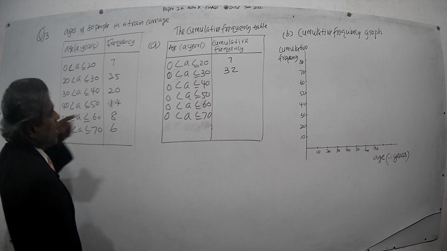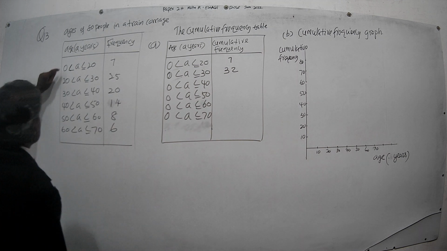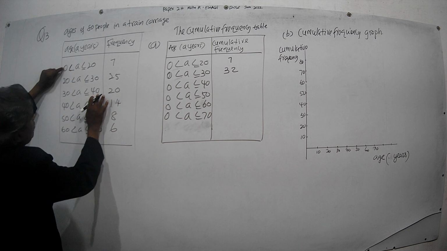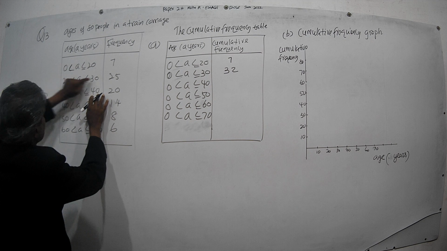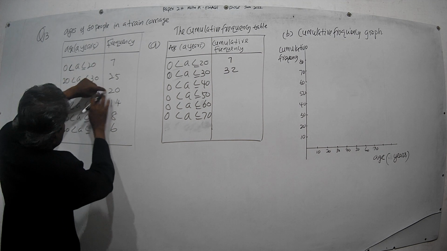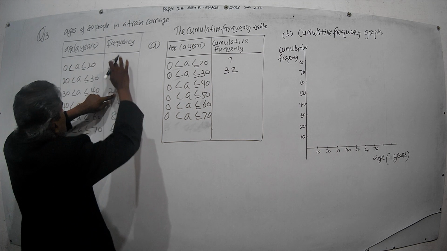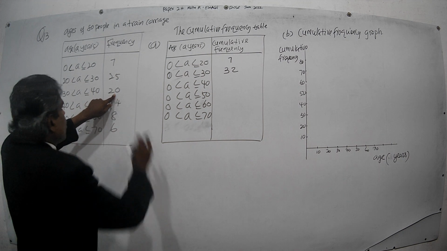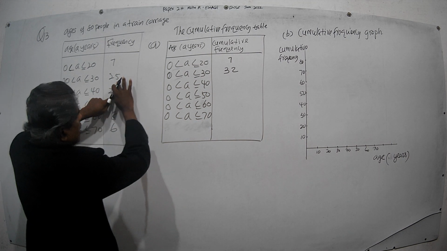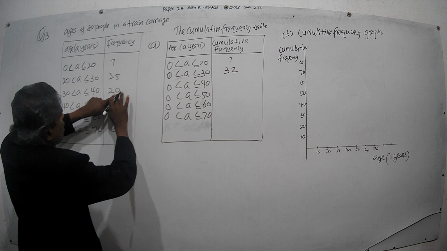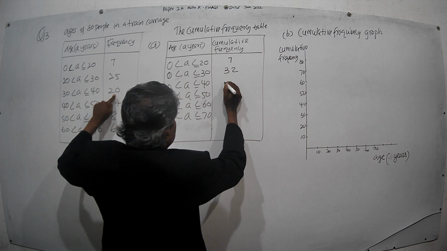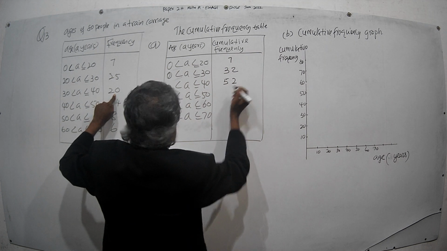Then they say 0 to 40. Then 0 to 40 means from here to here, like this. All these three frequencies. Then you have to add all these three frequencies. Now we have got the total of the first two, that is 32. Then to add to that 32, add this 20, that is 52. Okay.